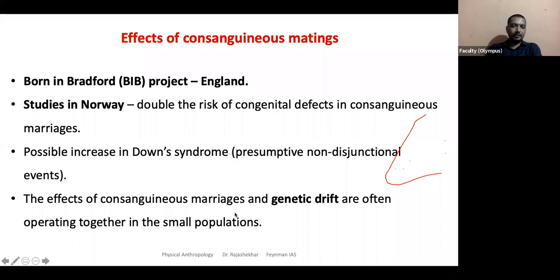The effects of consanguineous marriage and genetic drift often operate together in small populations. So what happens in a small population? Genetic drift happens, and the small population will marry within themselves. So consanguineous marriages are common. Thereby both genetic drift and consanguineous marriage, like inbreeding, would affect it. So increased disease burden, decreased diversity, and increased chances of problems like chromosome abnormalities such as Down syndrome are the problems you notice because of consanguineous marriages.